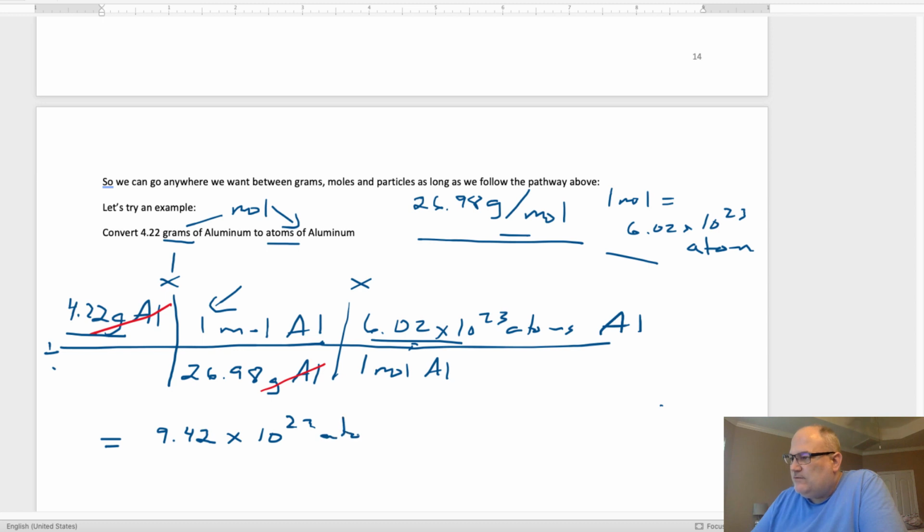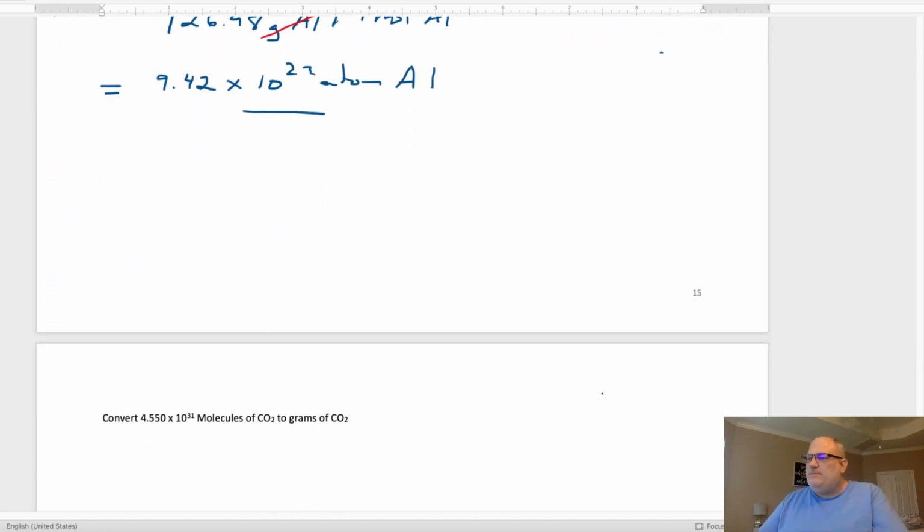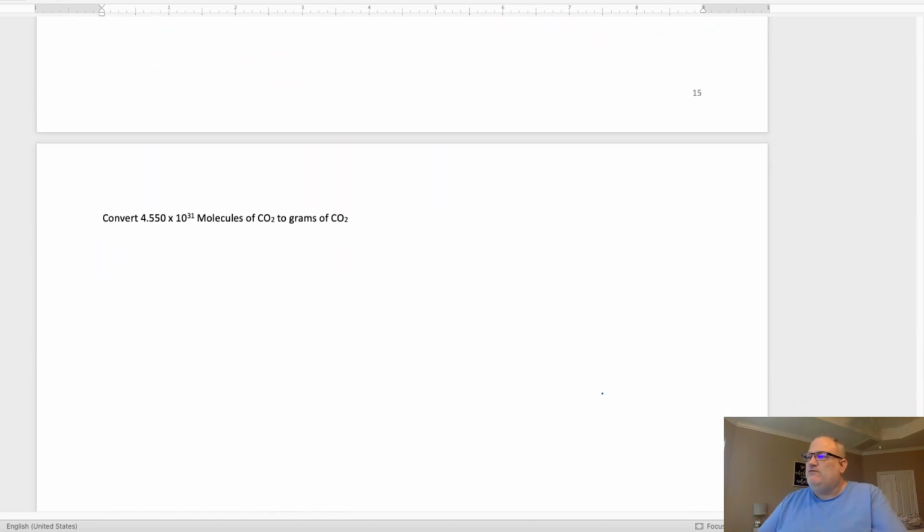atoms of aluminum. And it kind of makes sense, because if you think about it, if 1 mole is 26.98 grams, and we have only 4.22 grams, would you agree that that's less than 1 mole? Which would mean that our number here should be less than 6.02 times 10 to the 23rd. Hopefully that makes sense. Now, what if we went the opposite way? What if we started off with molecules?